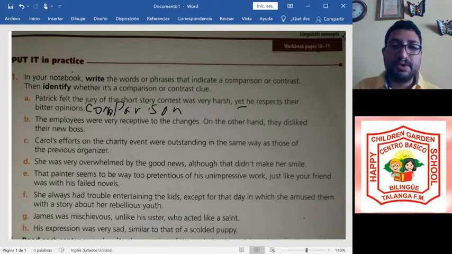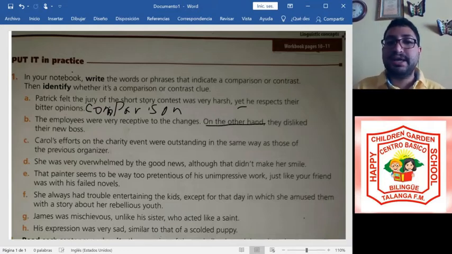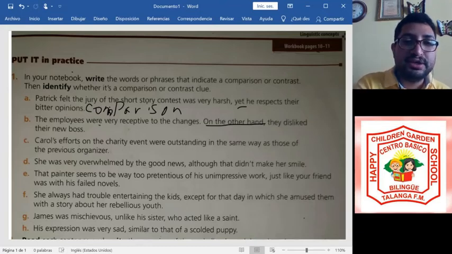Let's try to do another one. The employees were very receptive to the same changes. On the other hand, they dislike their new boss. So what does receptive mean? And what is the word that is telling you what type of clue we have? So the words are, on the other hand, and in this case it is a contrast. So they receive, they mean they like, and they dislike. So we're going to have, in this case, contrast.